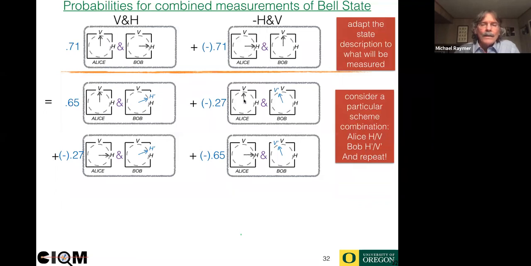Or Alice could observe V and Bob could observe V prime. That occurs with a probability of 0.27 squared. Or Alice could observe H and Bob could observe H prime. That's probability 0.27 squared. Or Alice could observe H and Bob could observe V prime, 0.65 squared.